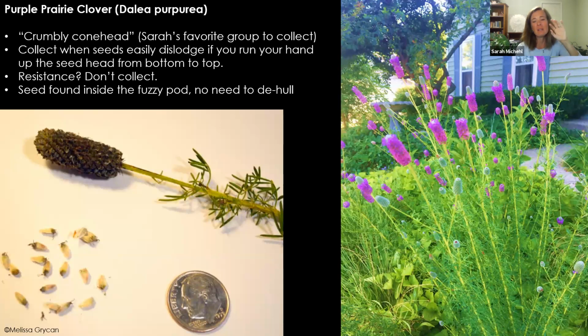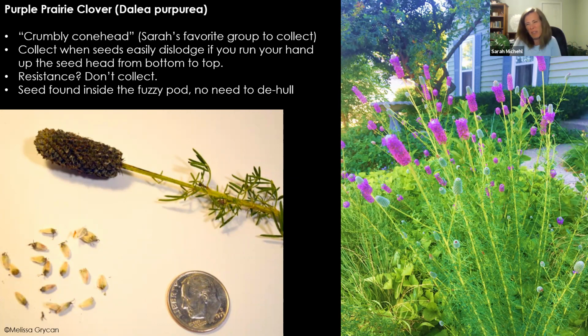And how do you know when they're ready to collect? When you put your fingers at the very base of the seed structure and pull up, and they really easily dislodge and are fuzzy, they're ready to be collected. If you put your fingers at the base of that cone structure and pull up, and you meet resistance, they're not ready to be collected yet.